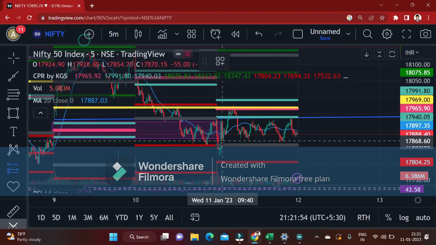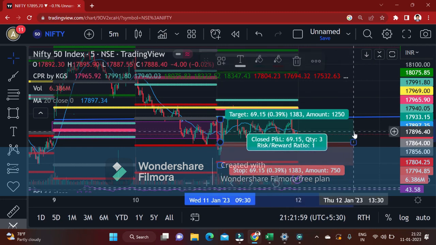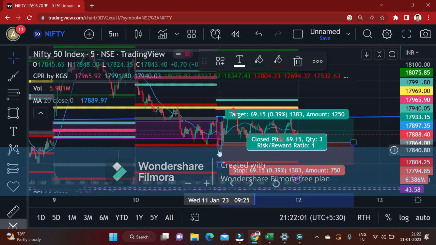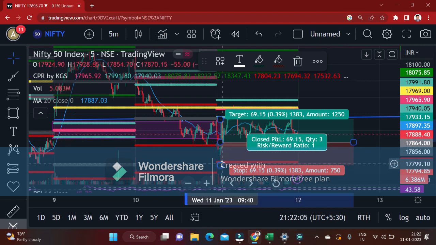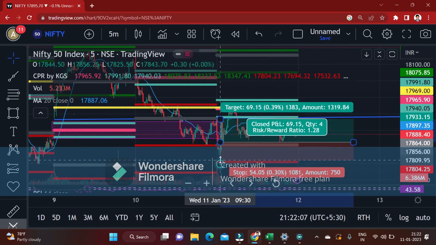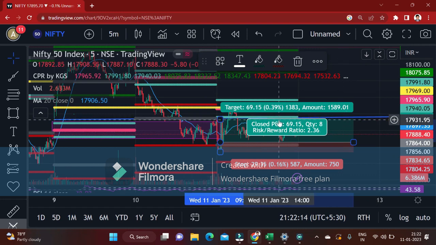Here I'll mark. Here you would have taken the trade, and here is the target, and below that candle you put a stop loss. Okay, here you are getting a 2.36 risk reward ratio. I will call this trade a bullish pin bar reversal.